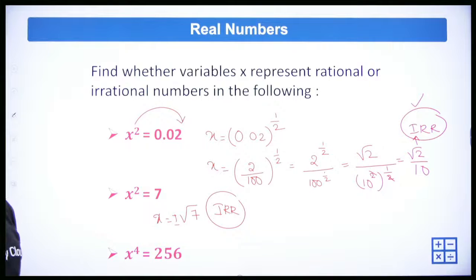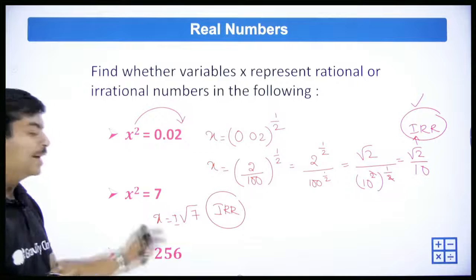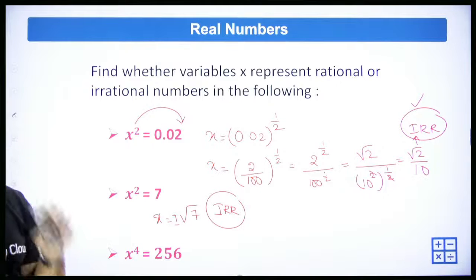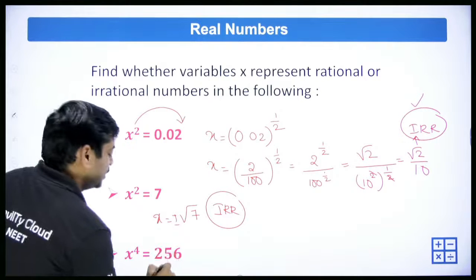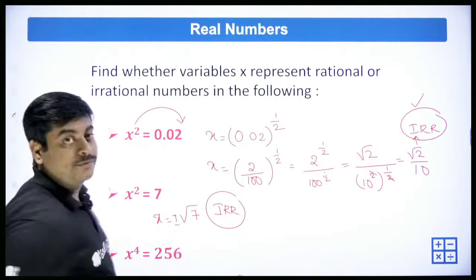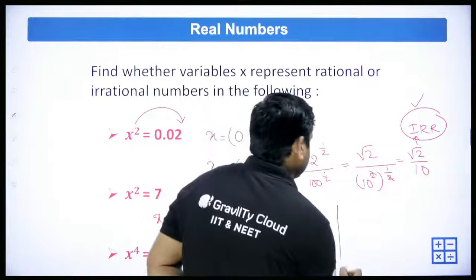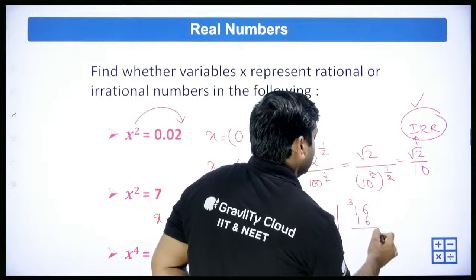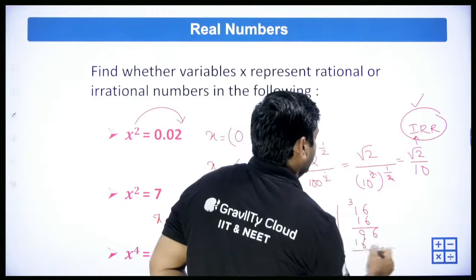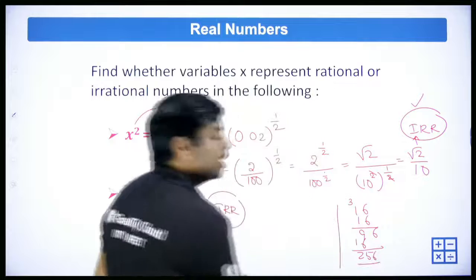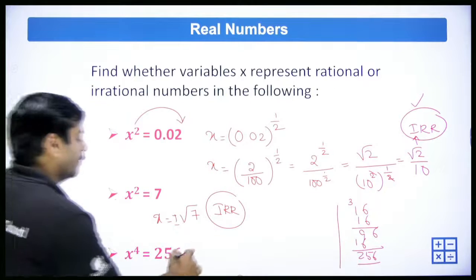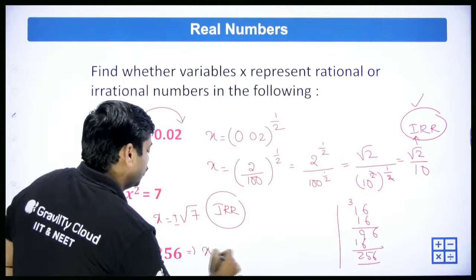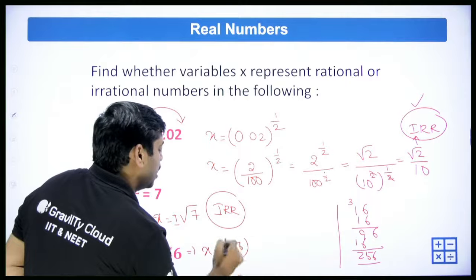x power 4 is 256. Let me recall 256, I can recall it as 16 square. From my experience, I can say 16 into 16 is 256, but let us verify that. 16 into 16: 6 6s are 36, 6 1s are 6, 7, 8, 9... yes, it is 256. So x power 4 is equal to 256, or x is equal to 256 power 1 by 4.